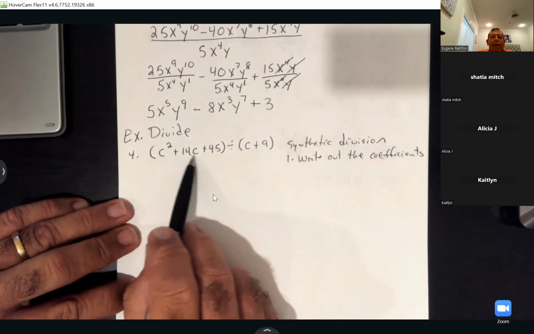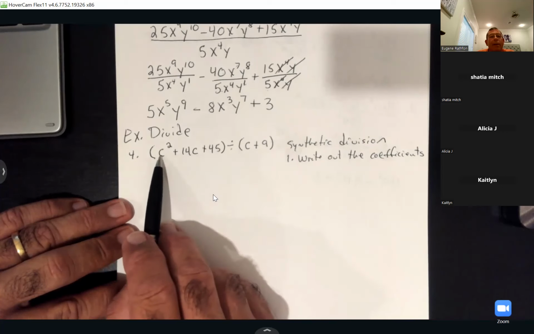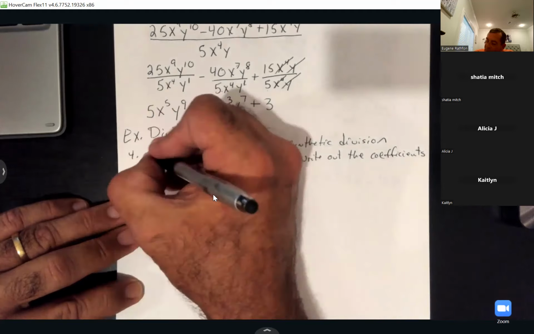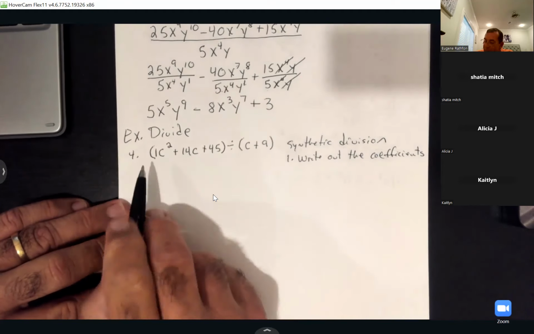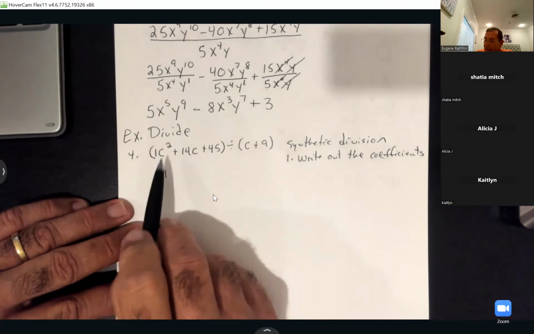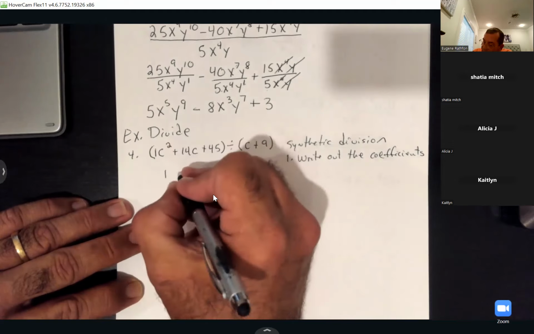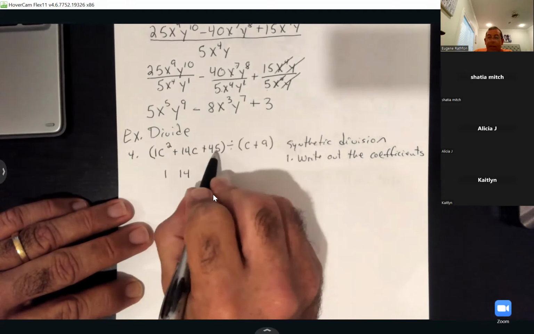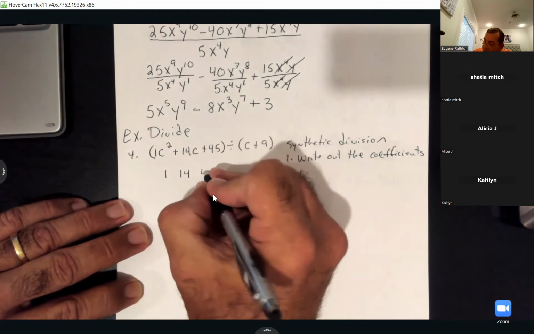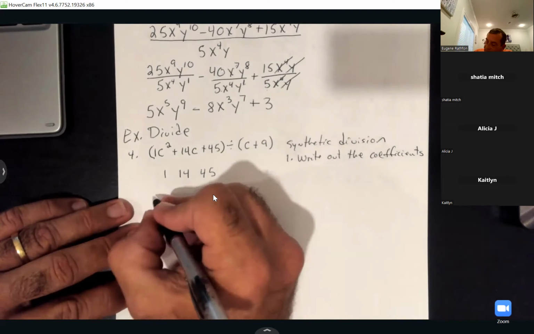Now, I'm only going to write out the coefficients of the first term that's being divided. There's not a number in front of that c squared, so remember, you have to treat it like a 1. So you write out the coefficients: I got a 1 for the c squared, a 14 for the c, and then a 45 for the last number.